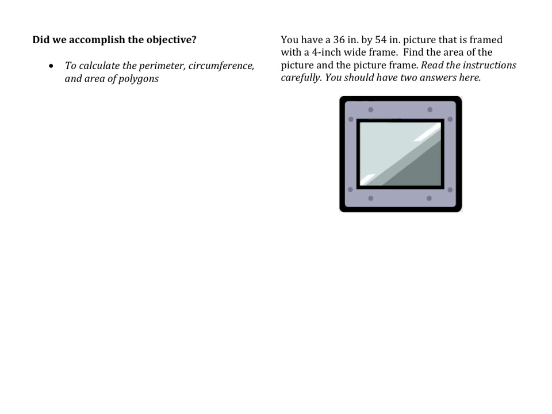I'm going to help you by setting up the figure. So it says that your picture is 54 inches by 36 inches. And then it says the frame is 4 inches wide. So that means this is 4 inches, this is 4 inches, this is 4 inches, and this is 4 inches. So you're going to have 2 answers. 1, the area of the picture, and 1, the area of the frame.